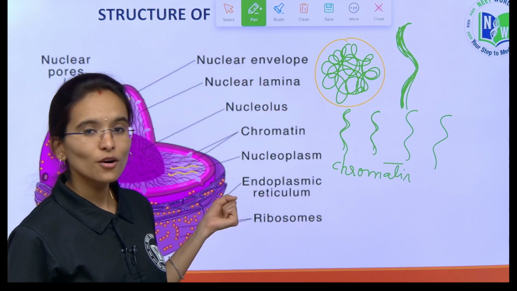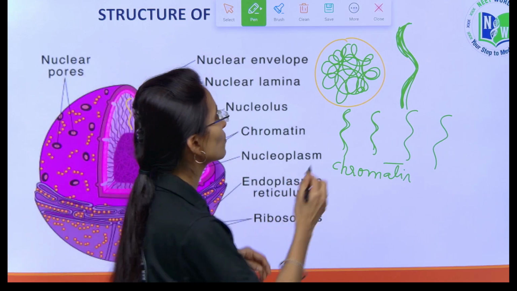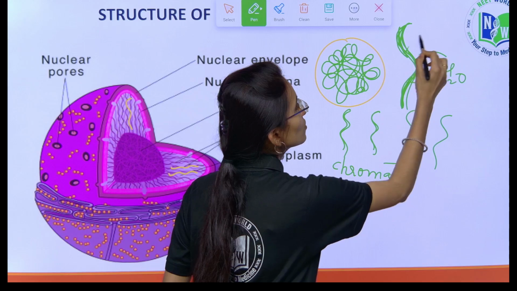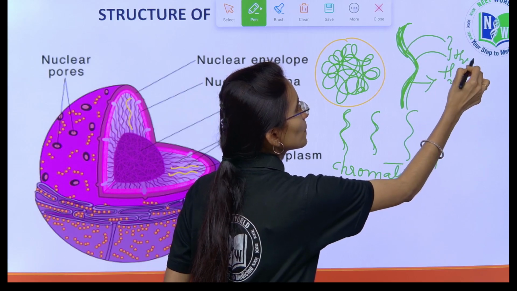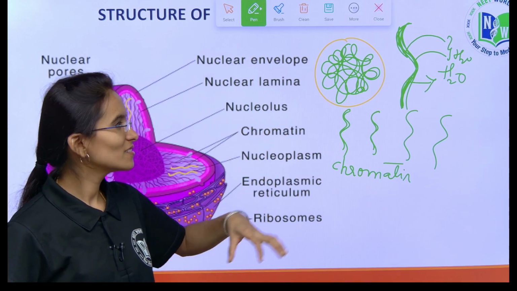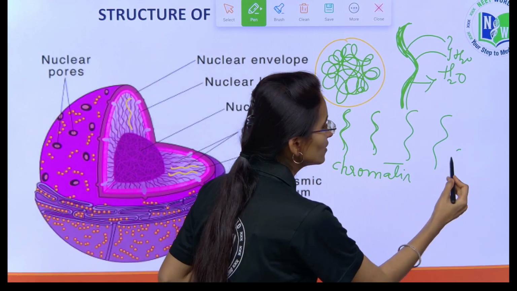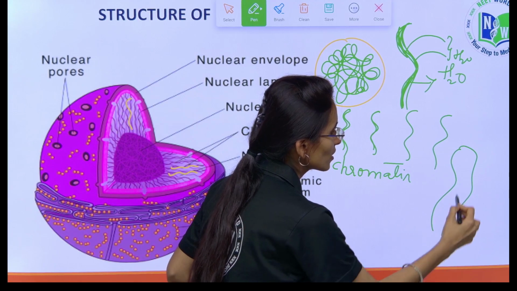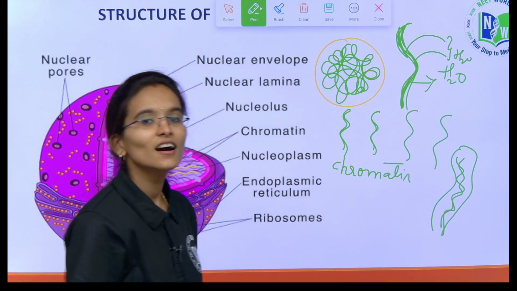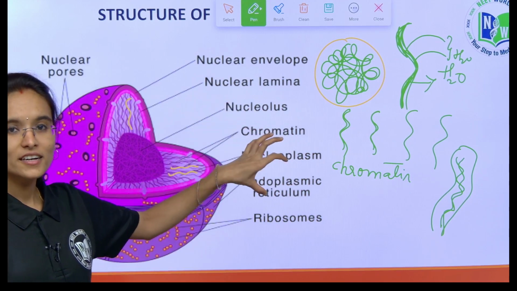Why is it going to form thickened structures? Due to the process of dehydration. What, children? Due to the process of dehydration, it means it will lose water. By losing the water, the chromatin is going to form thick structures. Now this chromatin will contain what, children? DNA. The chromatin will contain DNA. Clear with this concept, the chromatin material?